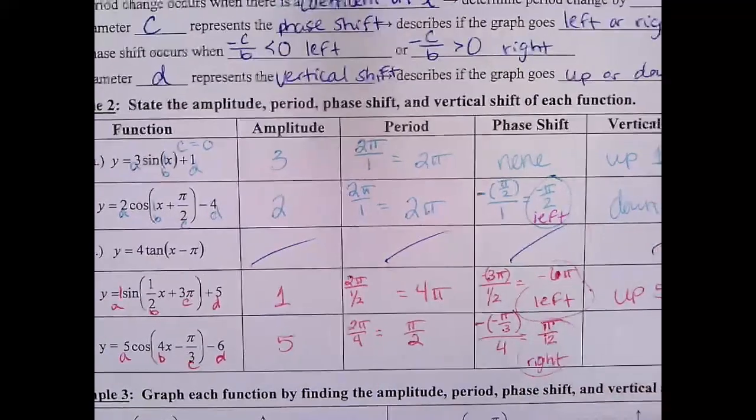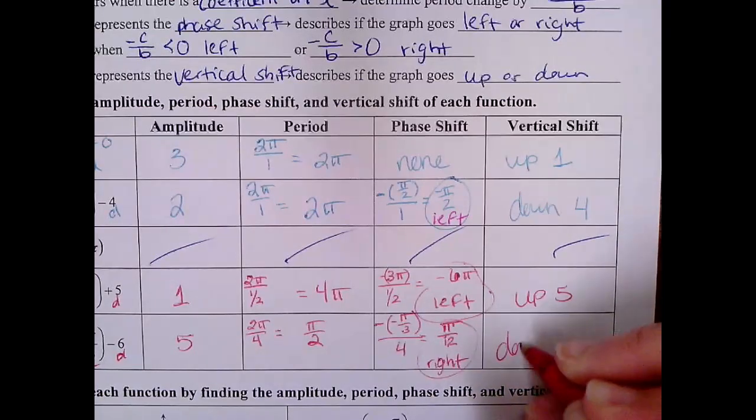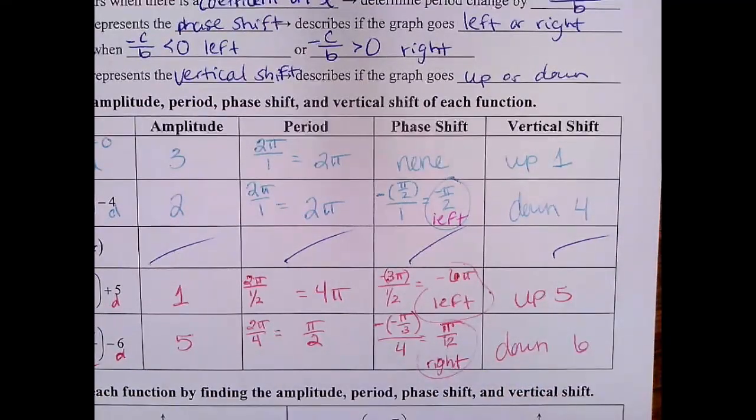And if you're not sure how to do that, I can walk you through it. And then we are going down 6 because it is minus 6. All right, so that is just figuring out amplitude, period, phase shift, and vertical shift from the function.